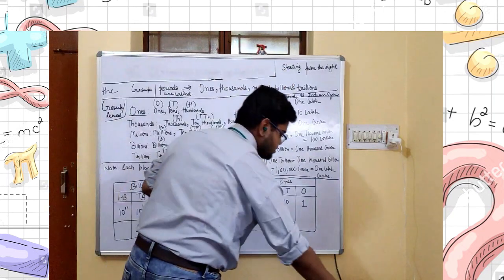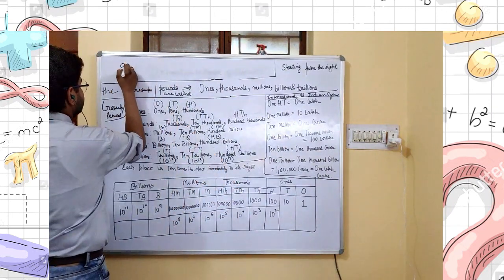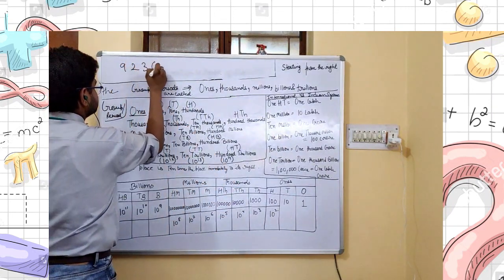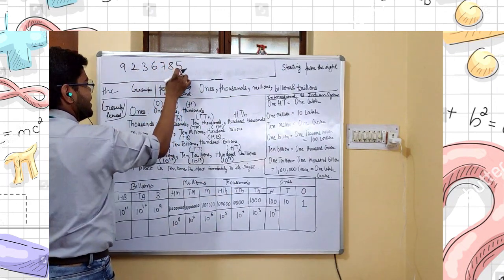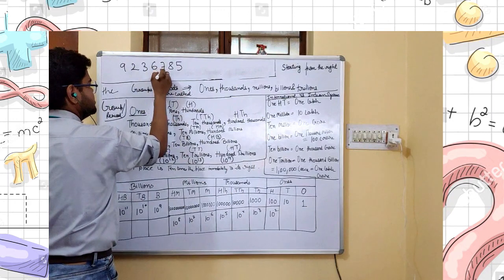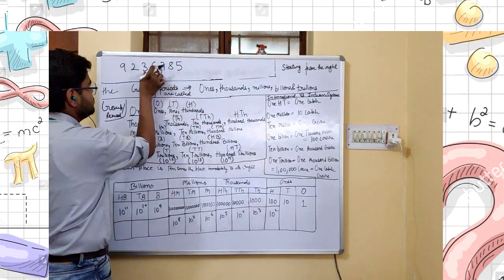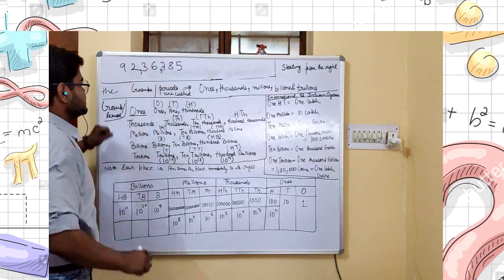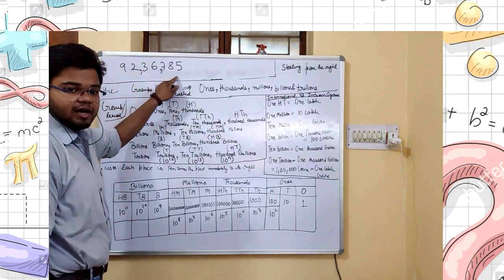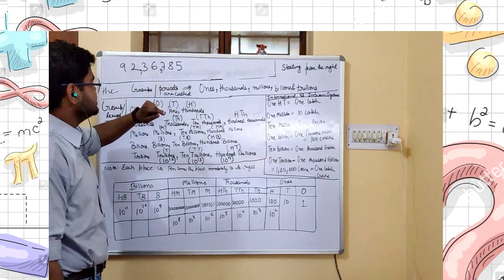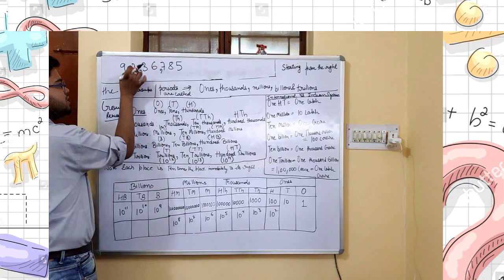And children, one important thing, when we were doing the Indian system of numeration, when we were writing a number, for example, 9, 2, 3, 6, 7, 8, 5. So 1, 2, 3. After three digits, we put a comma. After every two digits, we put a comma. So this number is 92 lakh 36,785. So in the Indian system, three digits, comma, and then after every two digits we put a comma.